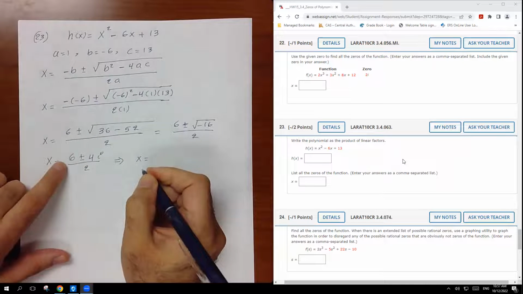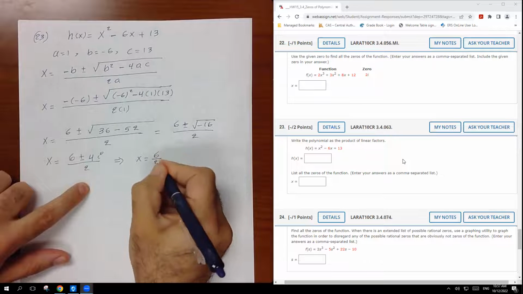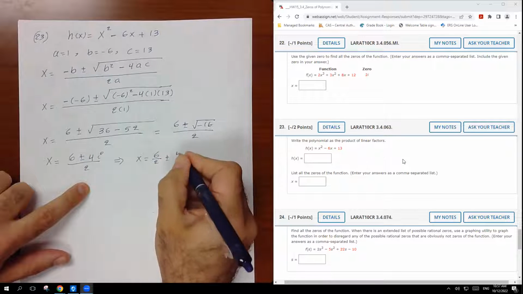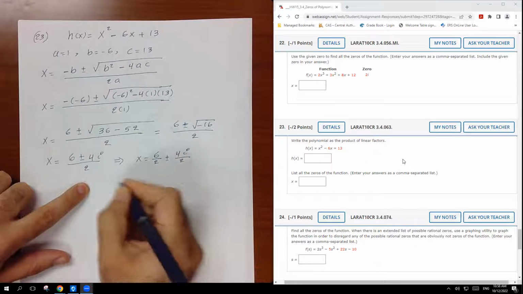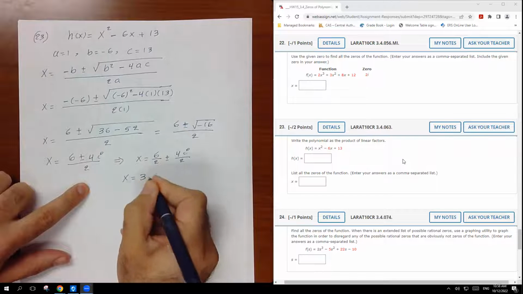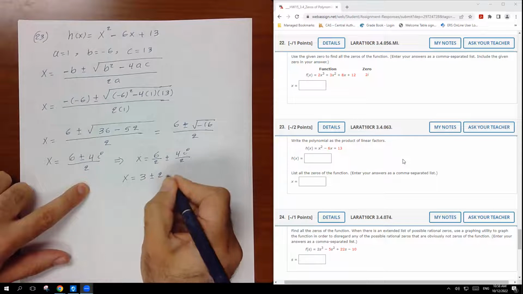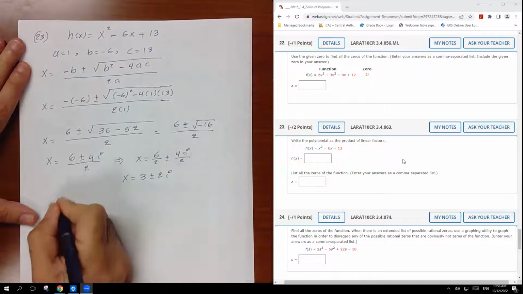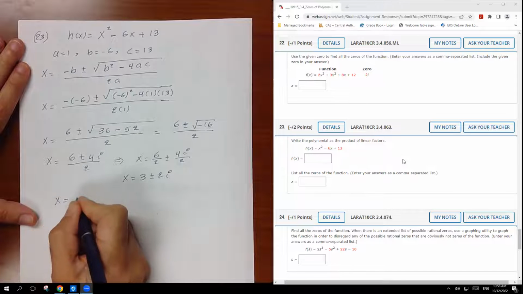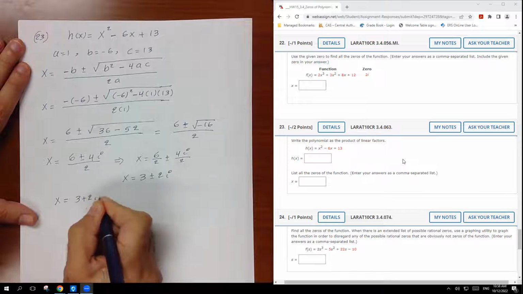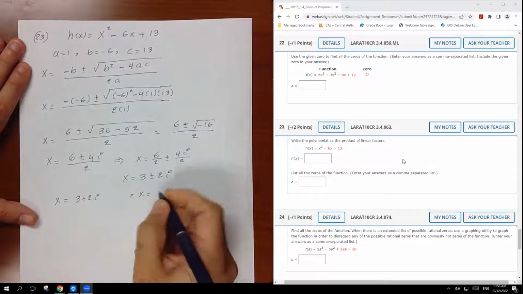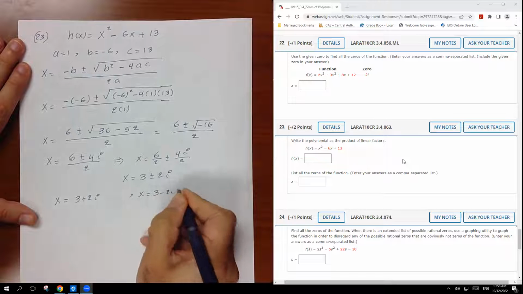So x, 6 divided over 2, plus or minus 4i divided by 2. That means x is going to be 3 plus or minus 2i. That means we have 2 zeros. We have x equal 3 plus 2i, and we have x equal 3 minus 2i.